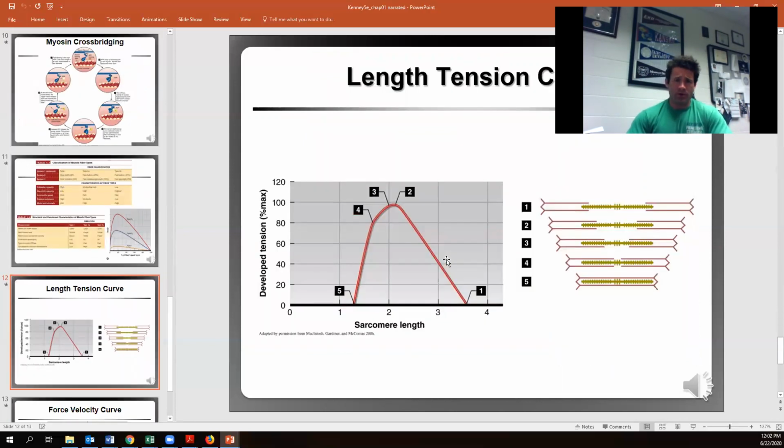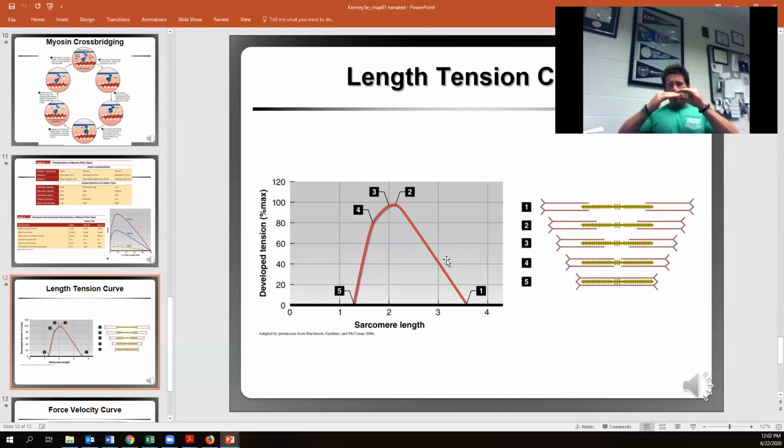Another important property to understand with muscle is the more overlap we have with the actin and the myosin, the greater the force production. And this gives us what's known as the length tension curve. This is what you will observe in lab number 1, where we're going to find that when we have the optimal amount of cross bridging, where the greatest amount of actin and myosin heads can interact, we're going to have the greatest force production.